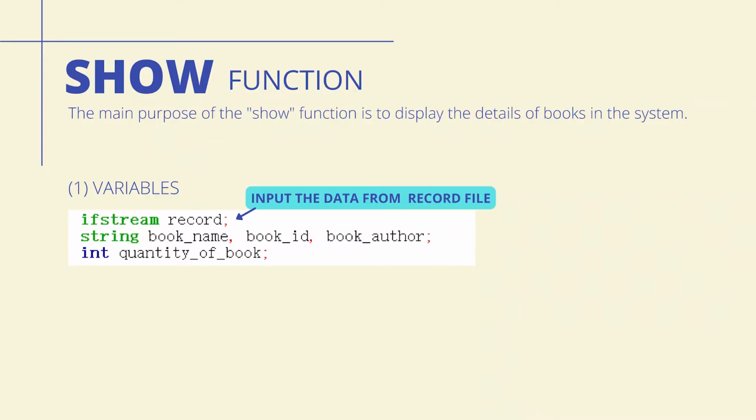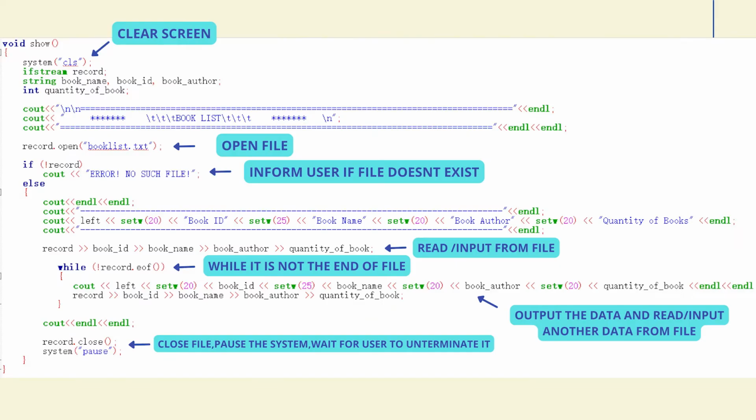In this program, the show function is included. The main purpose of the show function is to display the details of books in the system. Firstly, when the function is run, the system will automatically clear the screen and print out the header book list. Next, the program will open the file which is booklist.txt.